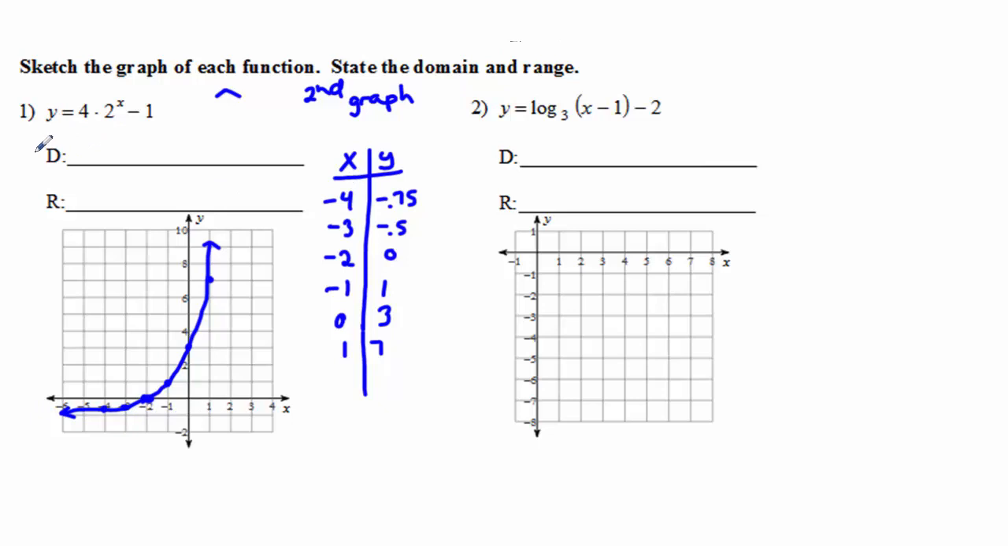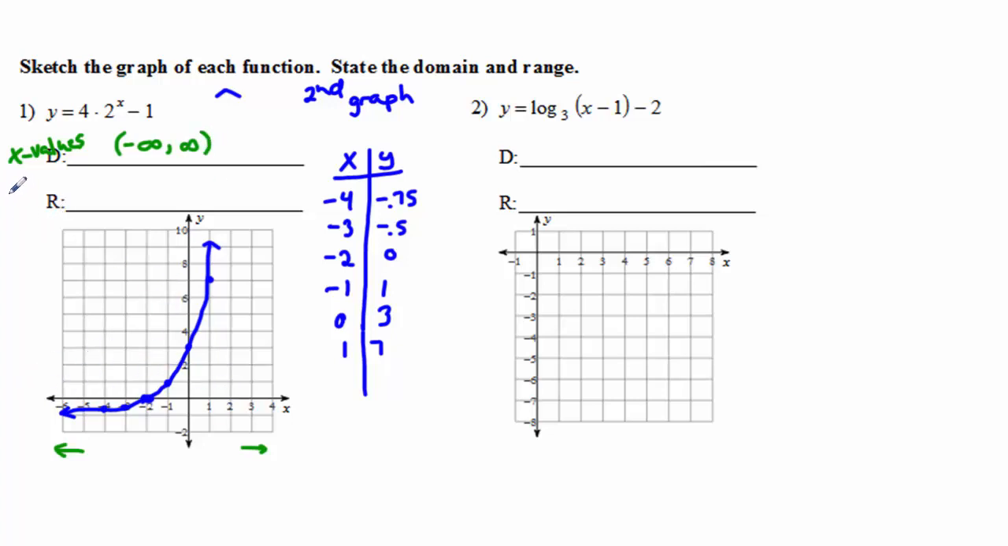And so our domain is our x values. And so if we look, my graph goes to the left forever, and it goes to the right forever. It's going to go up and to the right, but that means it keeps going to the right. So there's nothing stopping us either direction. So our domain is -infinity, comma positive infinity.